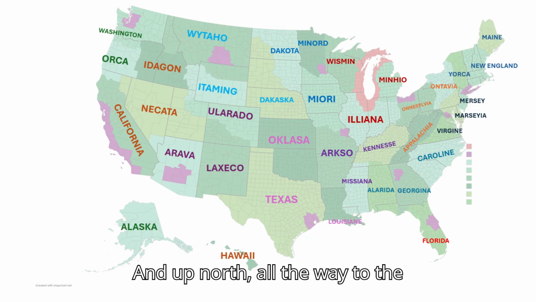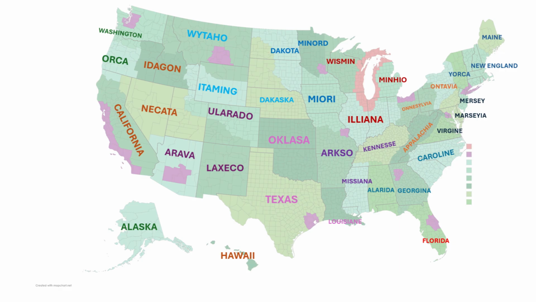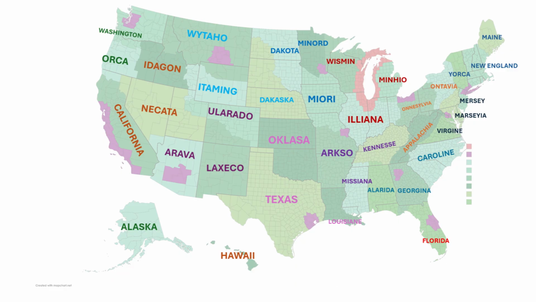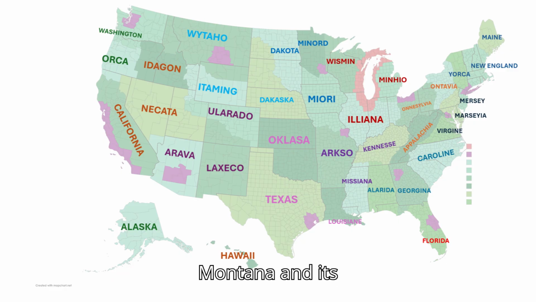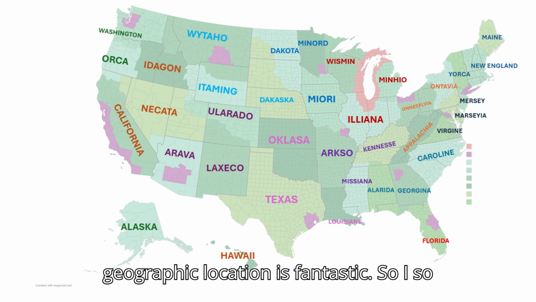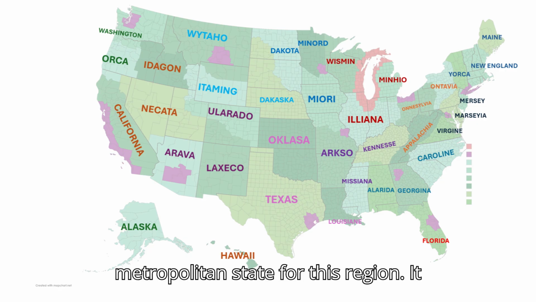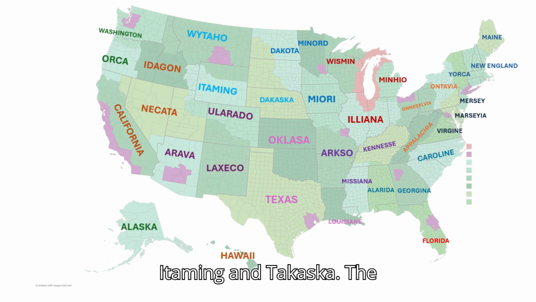And up north, all the way to the Rockies, we have the Billings metropolitan state. The city of Billings is the largest city in the state of Montana, and its geographic location is fantastic. So I picked it as the metropolitan state for this region. It governs the states of Idaho, Itaming, and Dakaska.